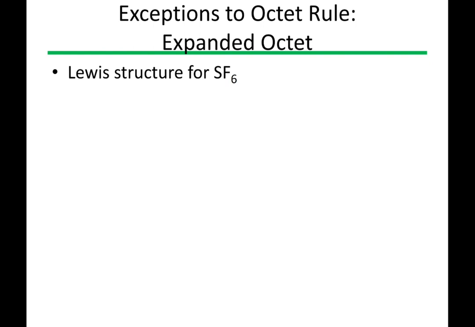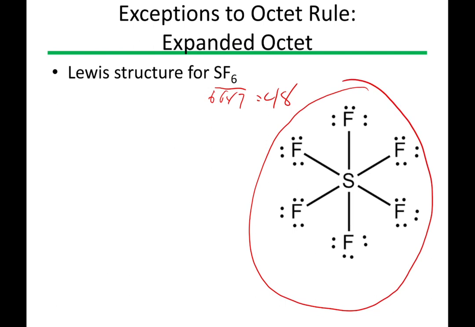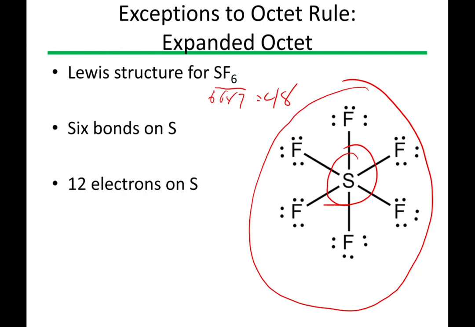So we can do this and actually get species with even more than 4 things around them. So if we draw SF6, this is again 6 valence electrons plus 6 times 7. That's 48 total. And the only way we're going to get this is by doing single bonds to everything around the sulfur. And you get this structure here, where clearly the sulfur has 12 around it, so it's definitely going beyond the octet rule, but that's okay because sulfur is in period 3. So 6 bonds on the S, 12 electrons on the S, but it's all good.